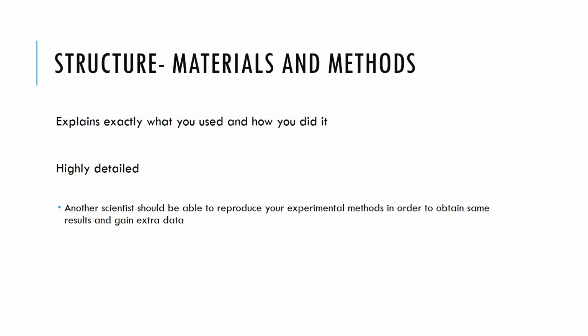The materials and methods section is very important. It explains exactly what you used and how you did it. So it explains the materials you used in terms of the chemicals and the equipment that you've used. And when you're in the laboratory, you should note down any chemical manufacturers that you can see. You should note down the make of the equipment you're using, and you should tell the reader this.